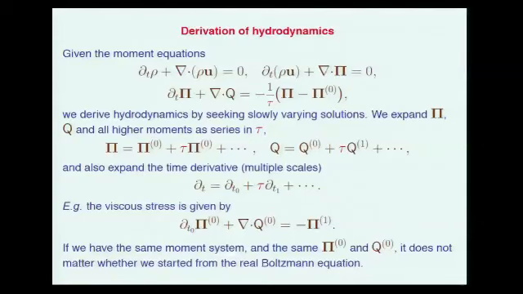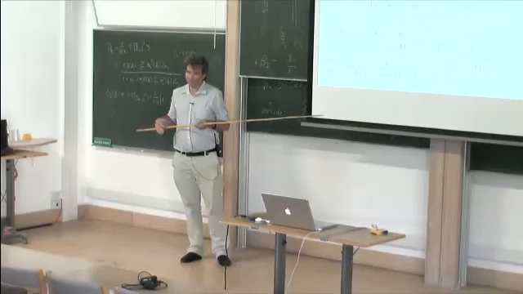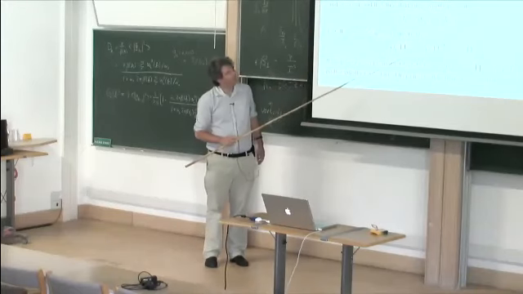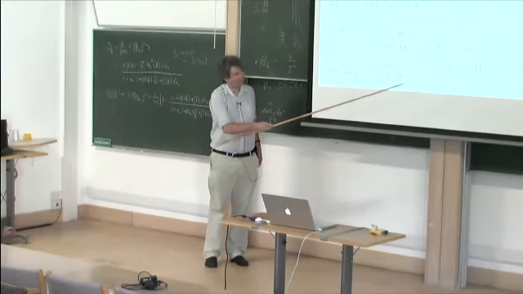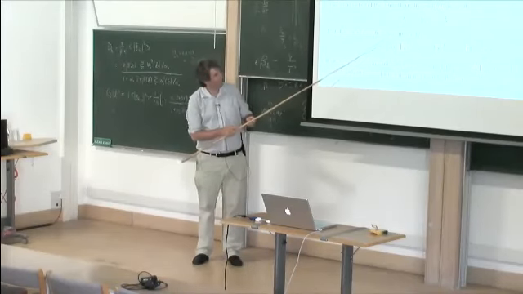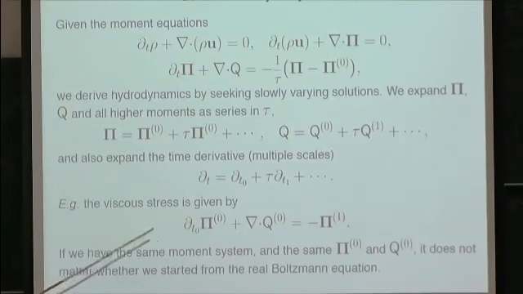So here's my set of moment equations, and I seek slowly varying solutions. I expand all the higher moments, the ones that are not conserved by collisions, as series in, I'm going to use tau to be lazy, for the collision time as the expansion parameter, and also do a multiple scales expansion of the time derivative, and then I substitute in and collect terms at each order. For instance, the viscous stress I get from the leading order approximation to this equation. It's like that. So I've got an expression for pi1 in terms of div q0, which I can work out if I know q0, and I can work out the leading order time derivative of the leading order momentum flux using lower order equations, thanks to the multiple scales expansion.